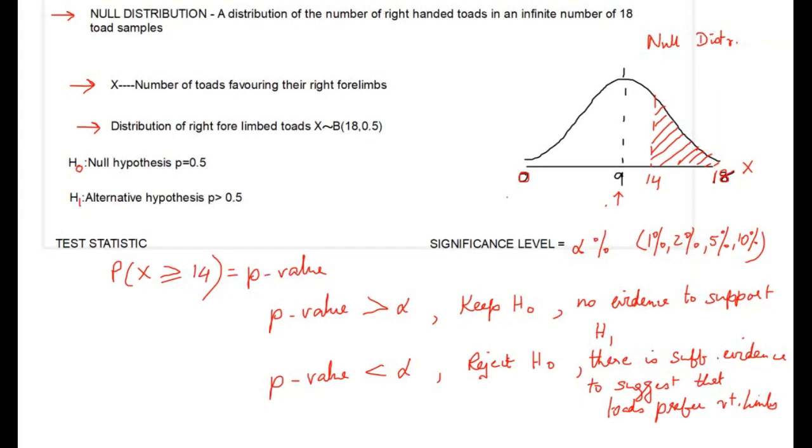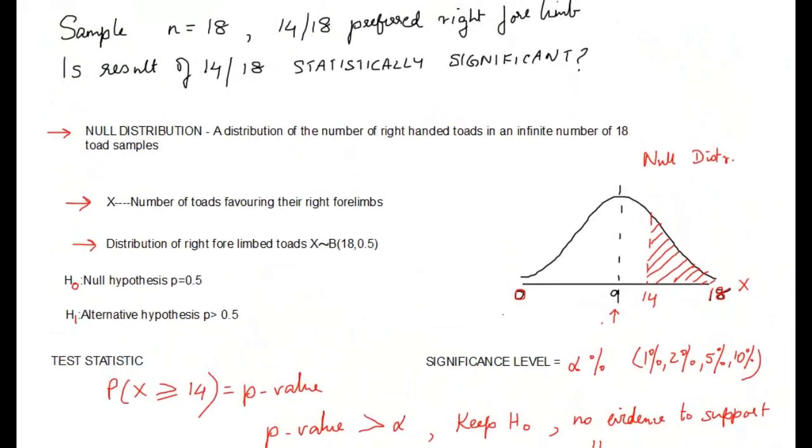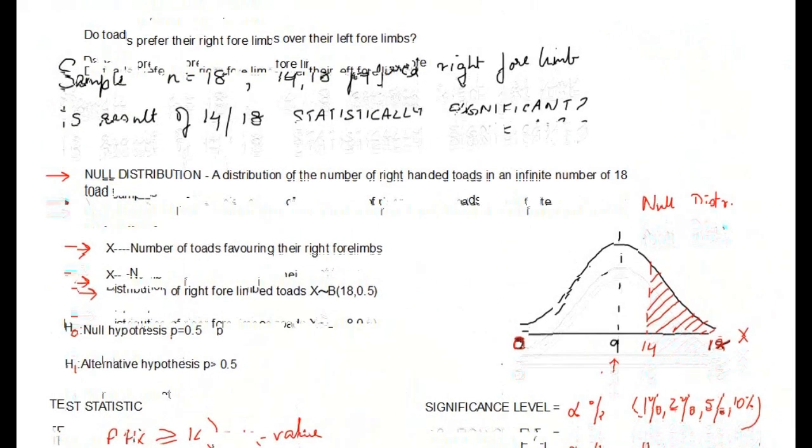I'm going to quickly go over the information again. So in hypothesis testing, we are testing a new hypothesis proposed by somebody. In this particular example, scientists proposed the theory that toads prefer their right forelimbs over their left forelimbs. In order to test this theory, they took a sample of just 18 toads out of the million toads available in the world and tested them for limb preference and found that 14 out of 18 preferred their right forelimbs.